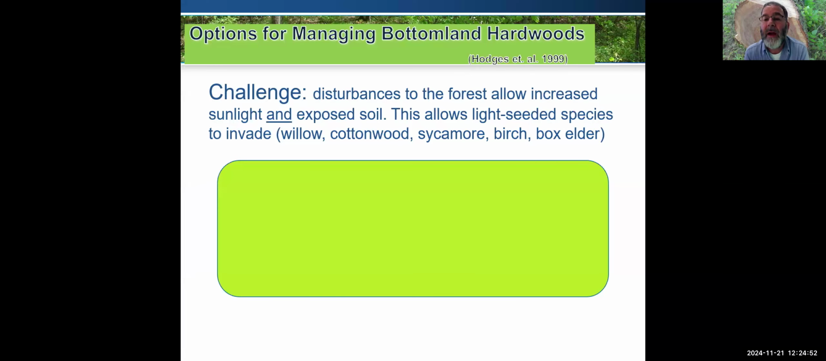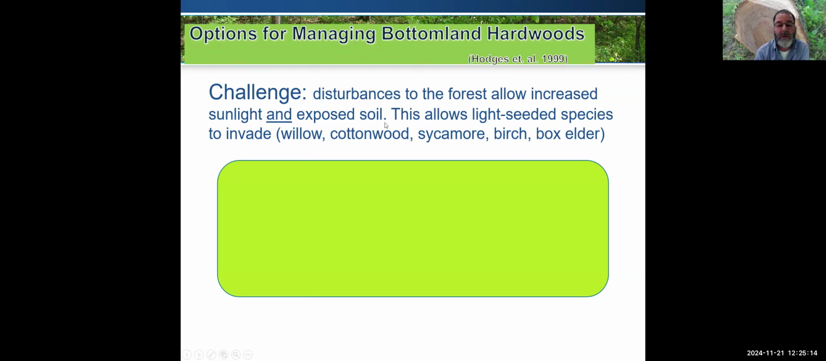Well, what are some options for managing bottomland hardwoods? We have some challenges. I've alluded to those. But particularly when we're harvesting timber, anytime we disturb the forest soil on these sites, that's going to increase two things. It's going to increase sunlight, of course. We've opened the canopy up, and it's going to increase exposed soil.